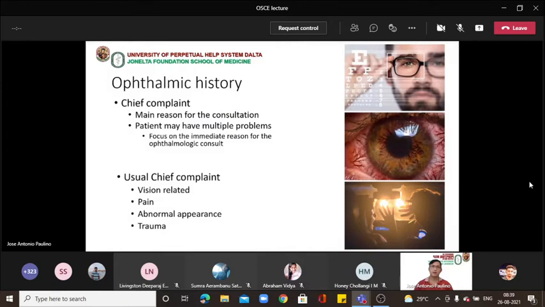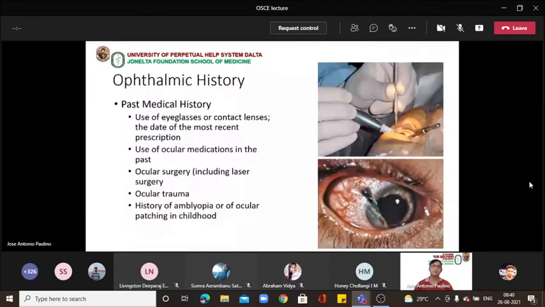As mentioned here, it may be vision related, which is the most likely reason for them to see you. However, there are times that it may be because of pain or abnormality in appearance, such as eye redness, or the patient may have trauma. And it's the reason why they came to you, because there's a foreign body lodged in their eye.